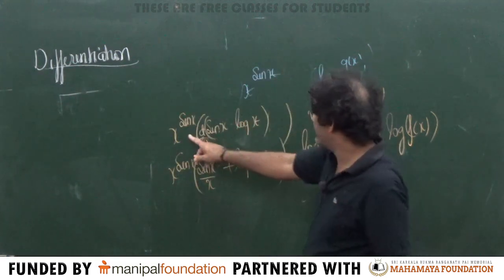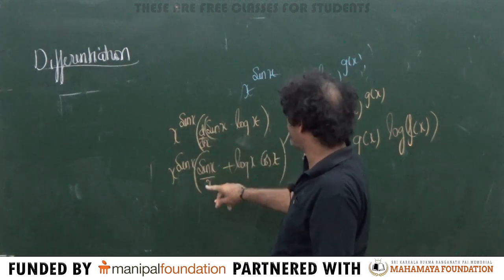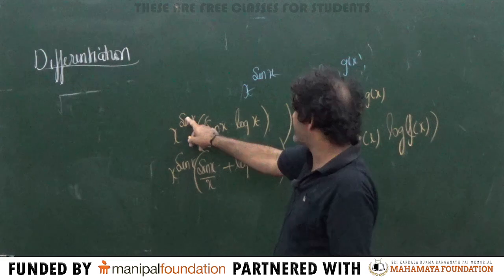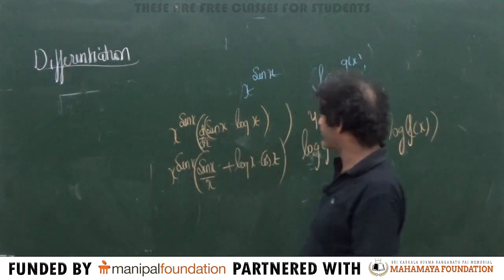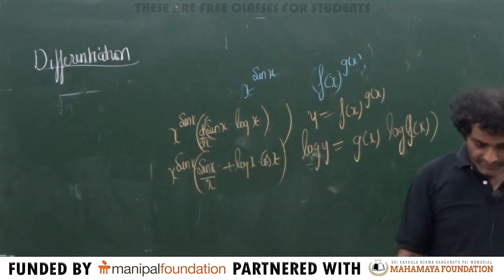The shortcut I wrote here: f of x to the power g of x into d by dx of g of x log of f of x, that is the thing. Can you do that?